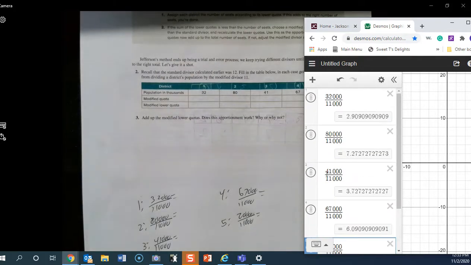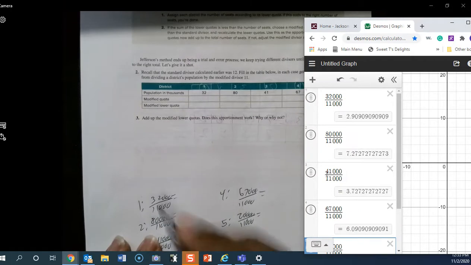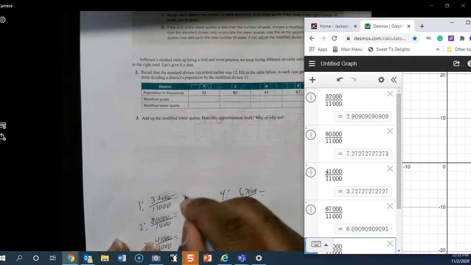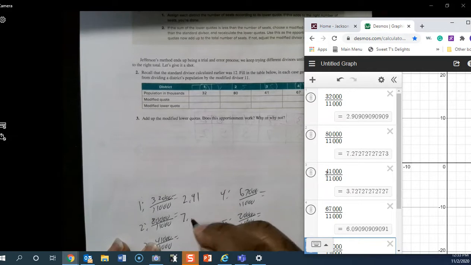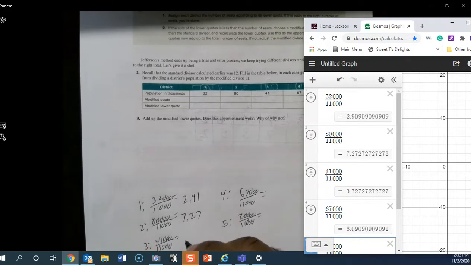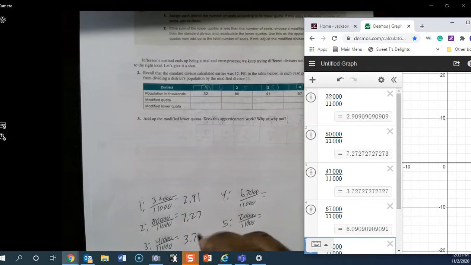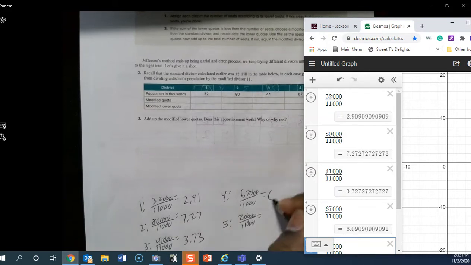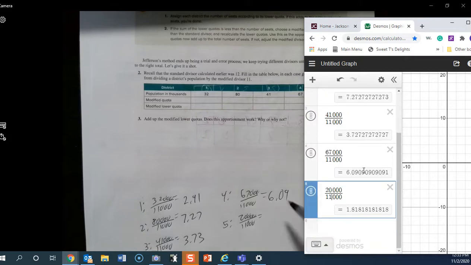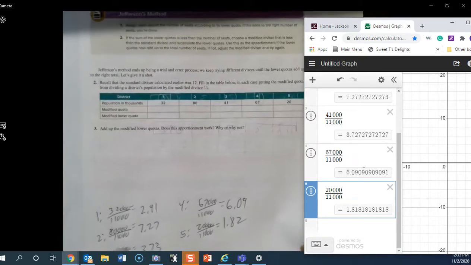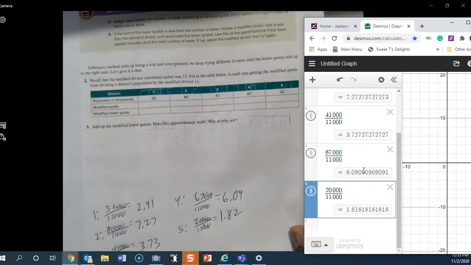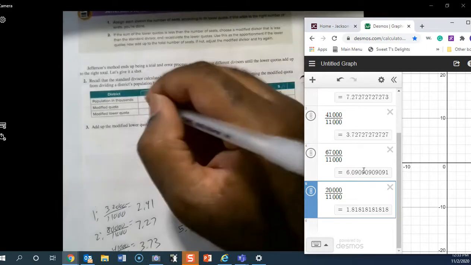All right. So now, 32,000 divided by 11,000, that'll be 2.91. 80,000 divided by 11,000 would be 7.27. Then this will be 3.73, 6.09, and finally 1.82. So now we have all of these values. So we will put in our modified quota.